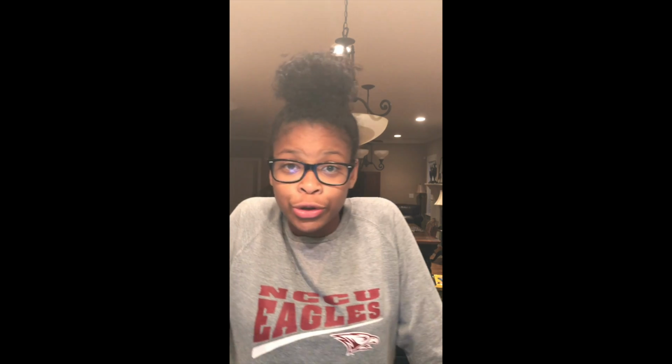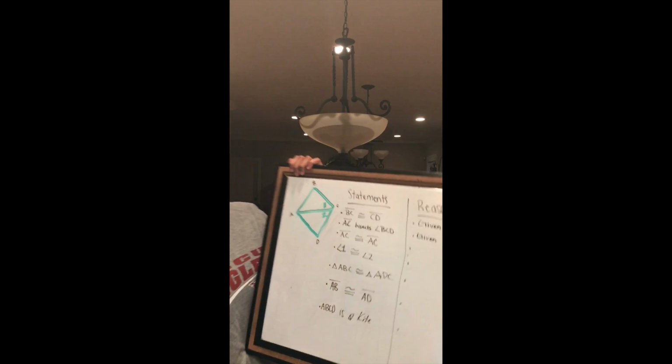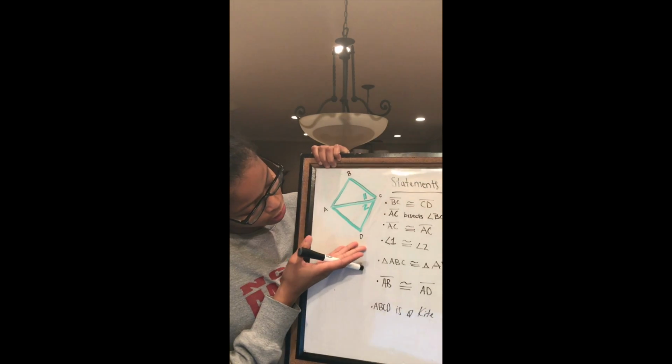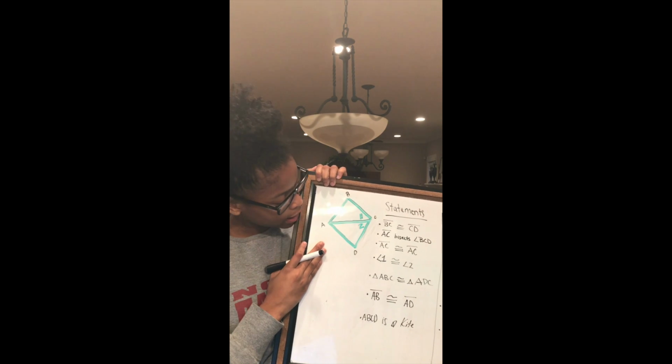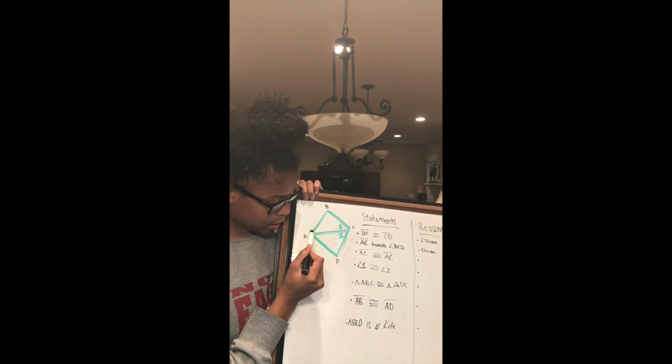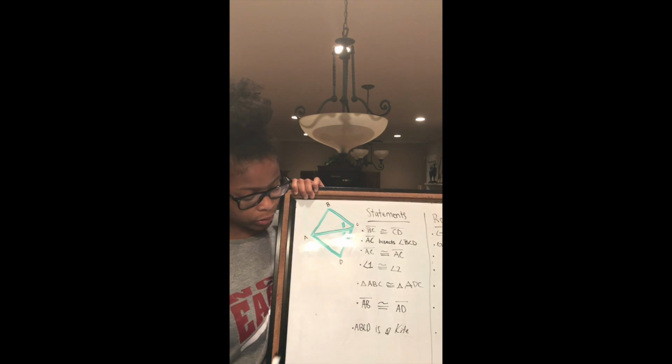Okay, so I'm going to show you how to prove whether or not a kite is a kite. So here is an example of a kite. Kite ABCD, and AC bisects the kite and creates angle 1 and angle 2.